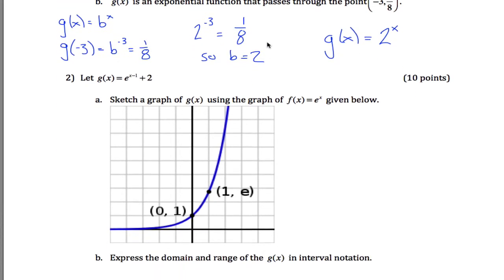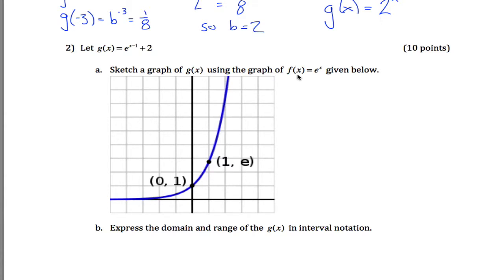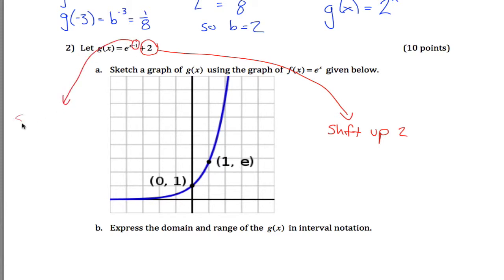All right, and then number 2, we're given the graph of f of x equals e to the x and asked to sketch this graph. This is seeing if you remember transformations. This plus 2 here will shift us up by 2 units. And this minus 1 there is going to shift us to the right by 1 unit.